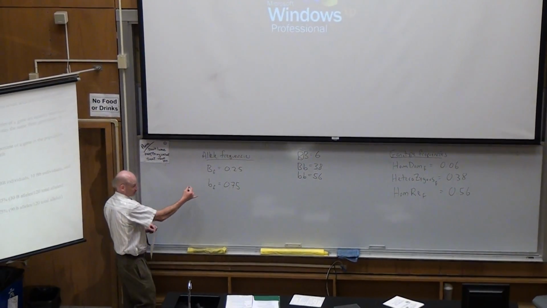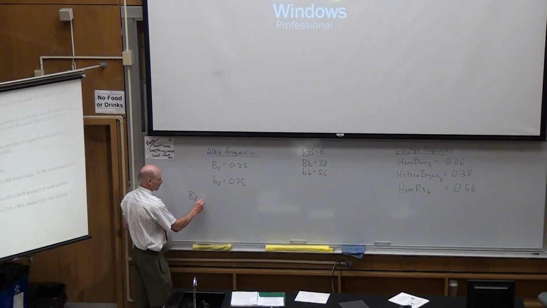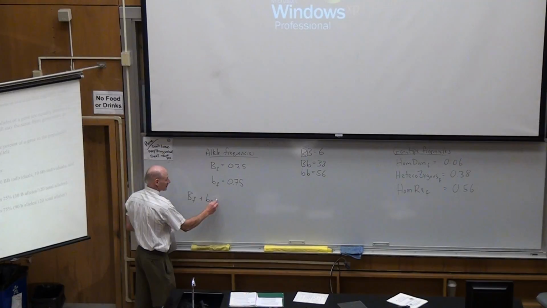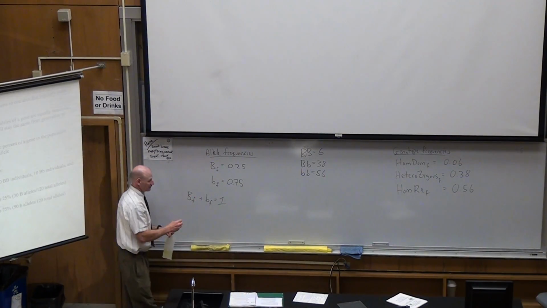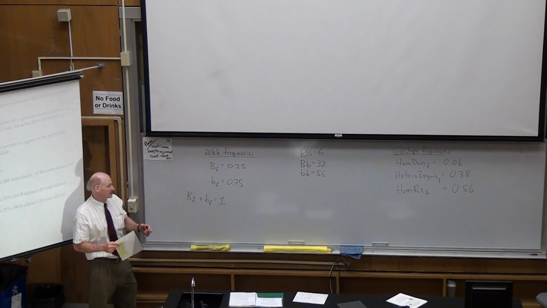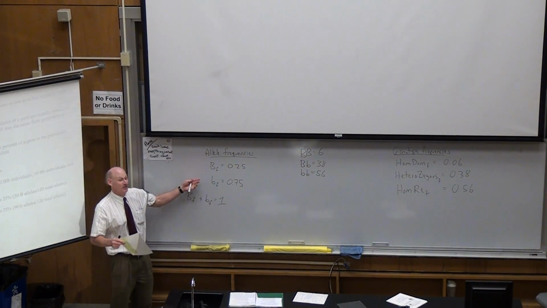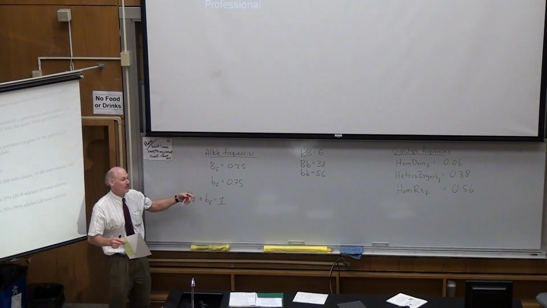And another thing about this is that the frequency of the two alleles added together always has to equal 1. You can see that right there. That's just sort of basic logic, I guess you'd say. Since those are the only two choices, the grand total of all the choices has to always equal up to 1.